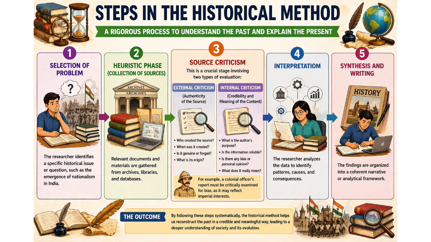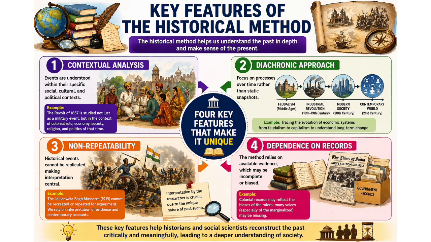Interpretation. The researcher analyzes the data to identify patterns, causes, and consequences. Synthesis and writing. The findings are organized into a coherent narrative or analytical framework. Key features of the historical method. Contextual analysis. Events are understood within their specific social, cultural, and political contexts. Diachronic approach. Focus on processes over time rather than static snapshots.